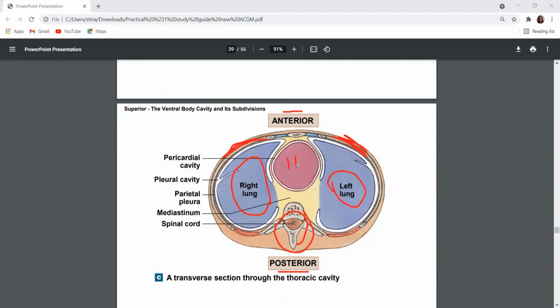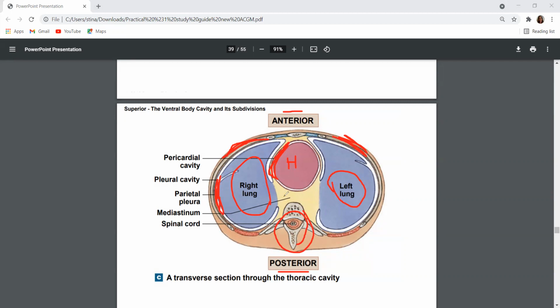And then right here, I'm drawing an H, that would be your heart. Okay. So this sac right here around the heart would be your pericardial sac. And this sac here, right around the lung, would be your pleural cavity.